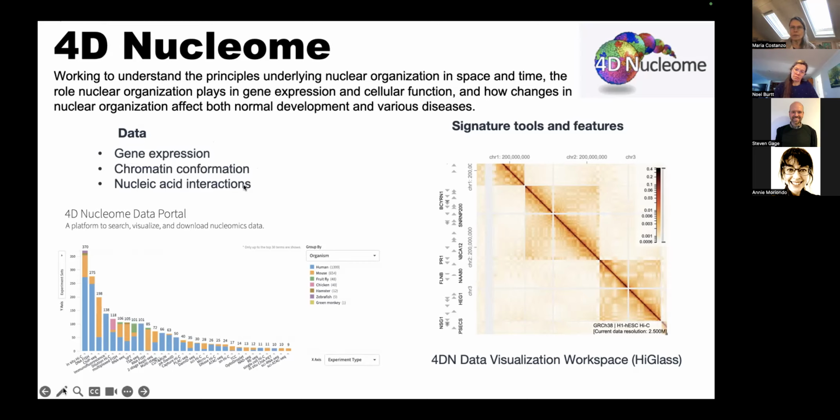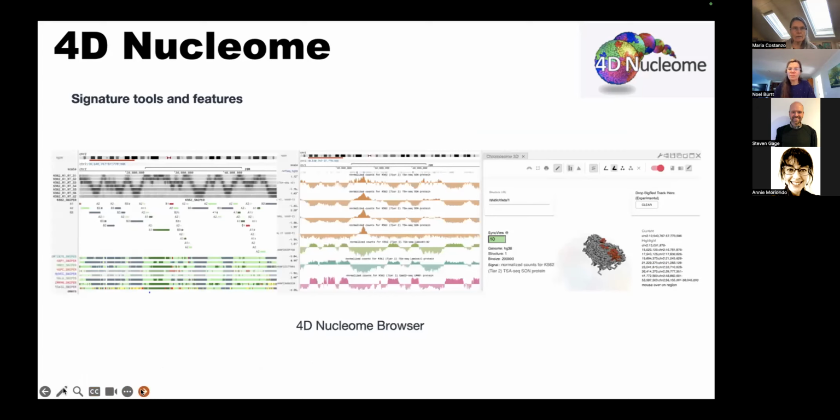And a couple of their signature tools and features: they have a visualization that some of you may be familiar with called HiGlass that looks at interactions within a chromosome, between different regions of the chromosome. They also have a 4D Nucleome browser that lets you browse in a genome browser type view all their interaction data and also gene annotations and other genomic data like that. And also a very cool thing, you can see the 3D conformation of the chromosomes and highlight different parts of them.